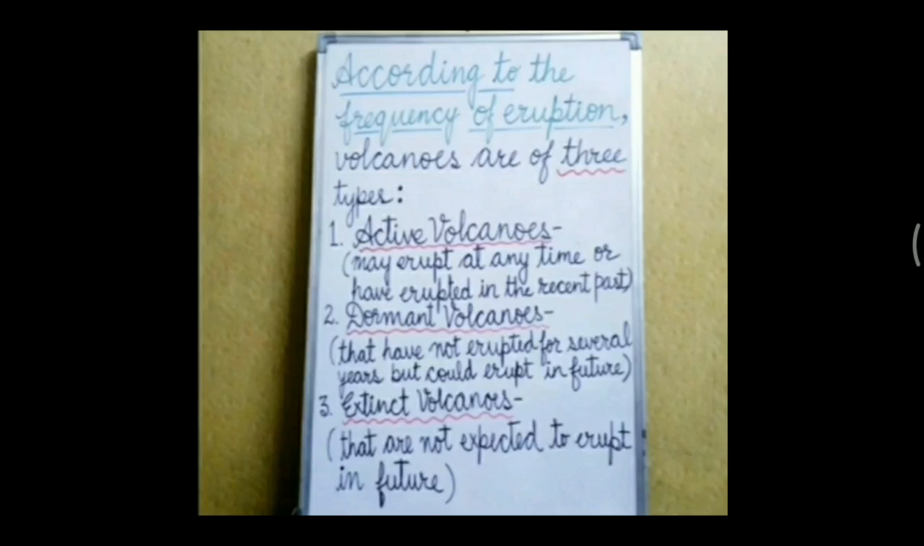Some islands have been formed by the eruptions of undersea volcanoes. So, the Emperor Seamount chain in the Pacific Ocean and the volcanoes in the Netherlands are examples of extinct volcanoes. So, these are the three types of volcanoes: active volcanoes, dormant volcanoes, and extinct volcanoes.